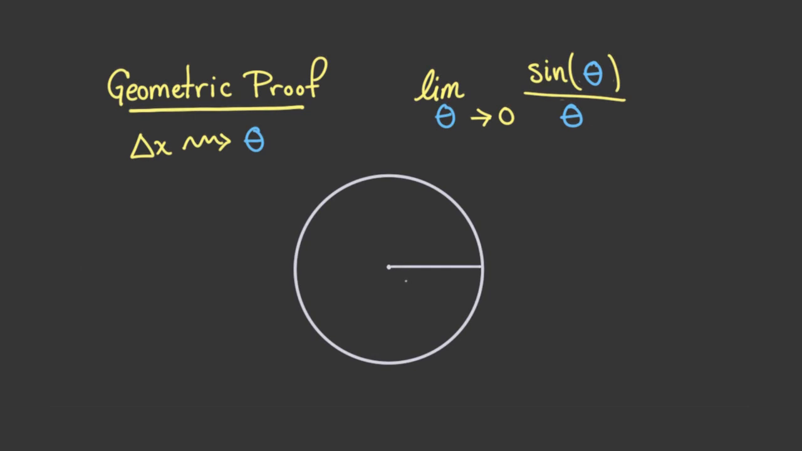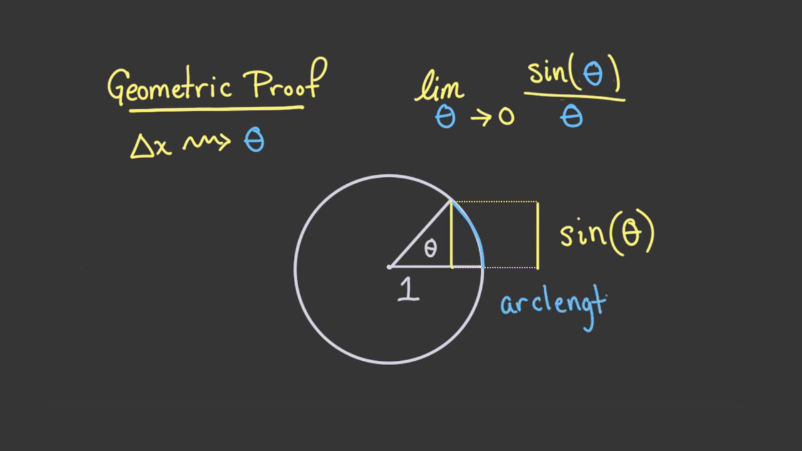Let's get started and draw our picture. I'm going to start with the unit circle, and I'm going to draw in an angle theta. Then this vertical distance here is sine theta. And I want to compare this to this arc length right here. So what is this arc length? Now this is where it becomes incredibly important that theta is being measured in units of radians. We can't use degrees for this argument to work.